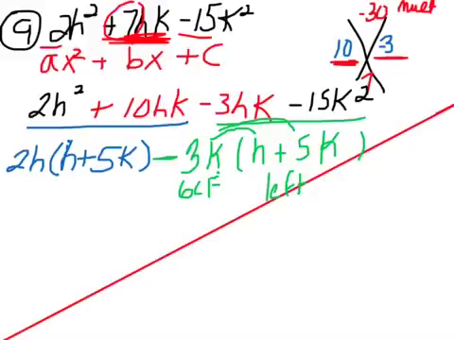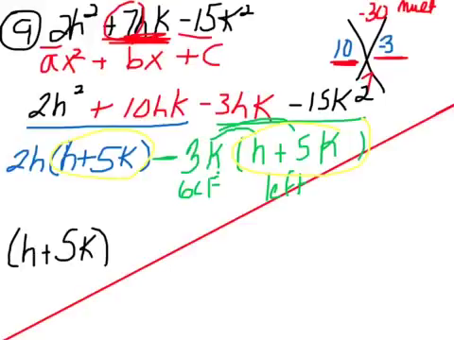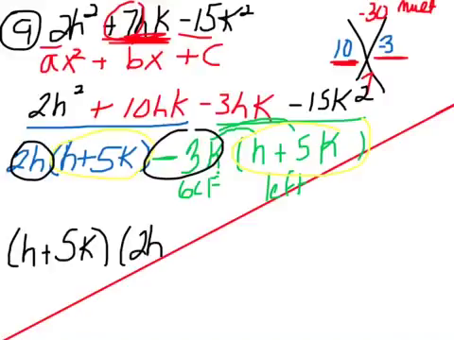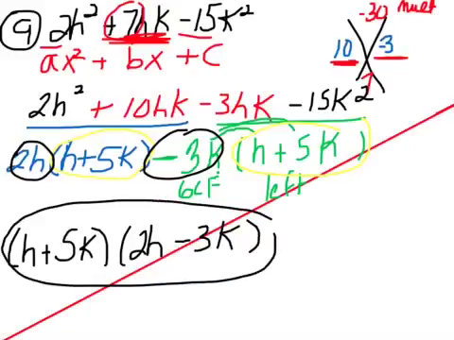Now, do we have a new GCF in both of these terms? Yes, we do. It's h plus 5k. So let's take it out front. H plus 5k comes out front. It's the new GCF of those two new terms I created. And then my leftovers would be 2h here, and then minus 3k here, and we would have factored 29 at that point. So we're done with that.